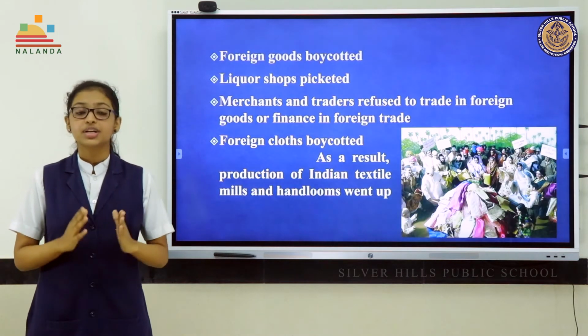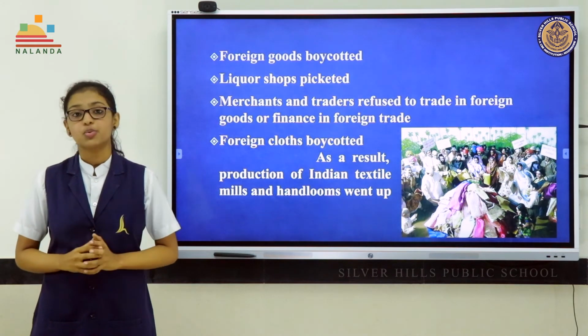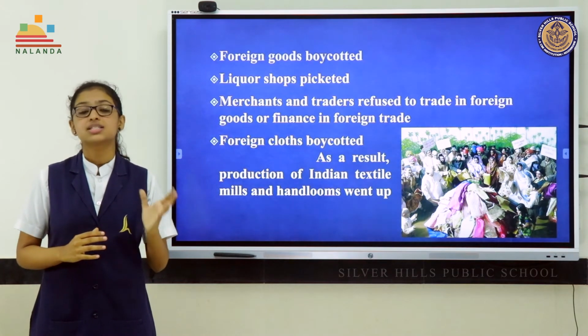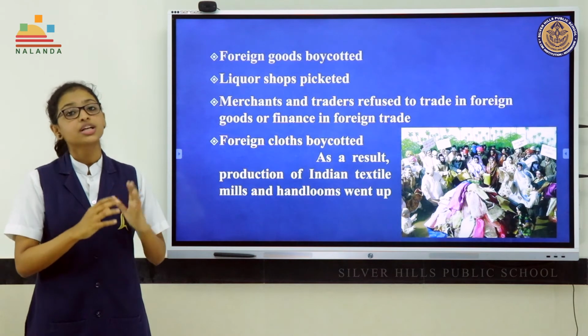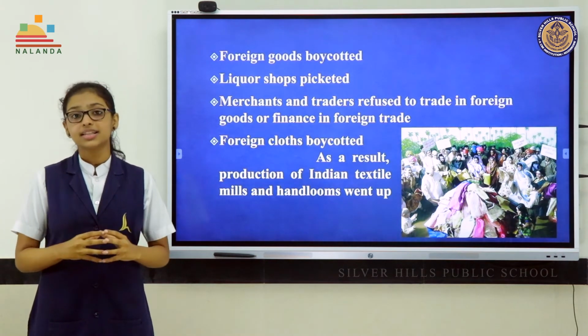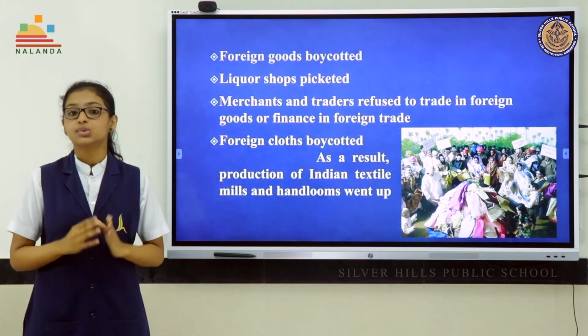Furthermore, foreign goods were boycotted, liquor shops were picketed, even the foreign trade was boycotted, and merchants and traders refused to trade or finance in foreign goods. Even the foreign clothes were boycotted and people started using the Indian clothes or the khadi, and as a result the production of Indian textile mills and handlooms went up.